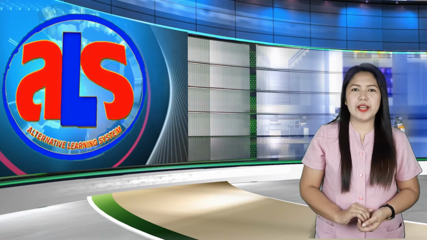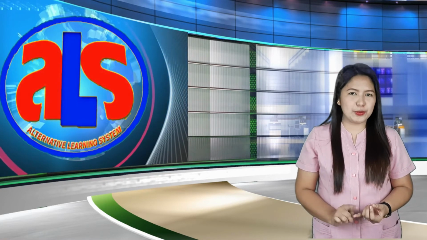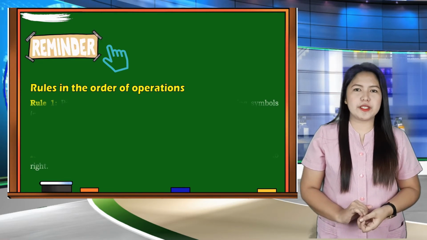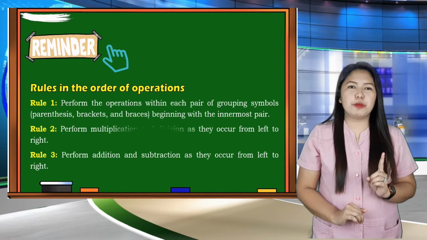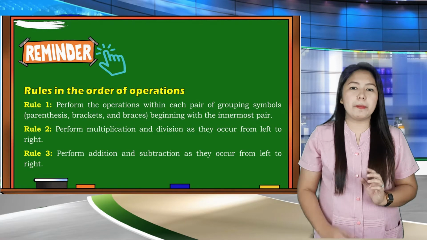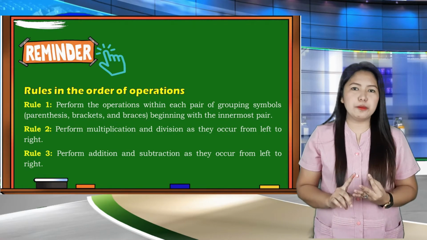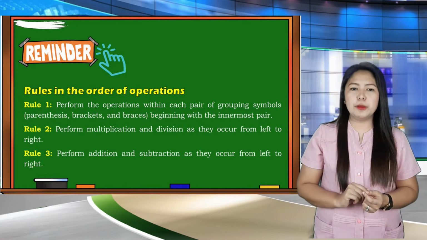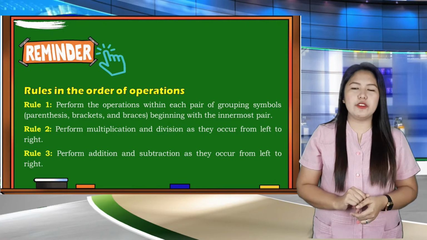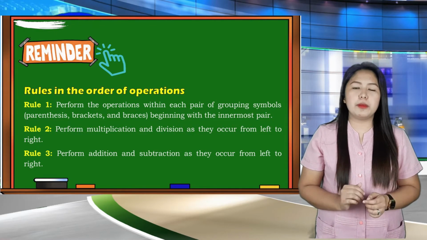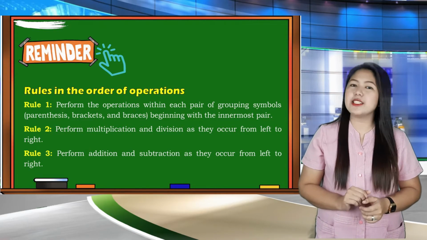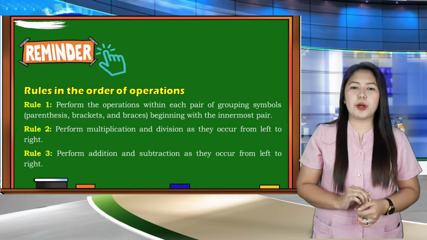Paano ba natin i-apply ang PMDAS or ang GMDAS rule? Meron tayong 3 rules in the order of operations. Rule number 1. Perform the operation within each pair of grouping symbols, parentheses, brackets, and braces, beginning with the innermost pair. Rule number 2. Perform multiplication and division as they occur from left to right. And rule number 3. Perform addition and subtraction as they occur from left to right.